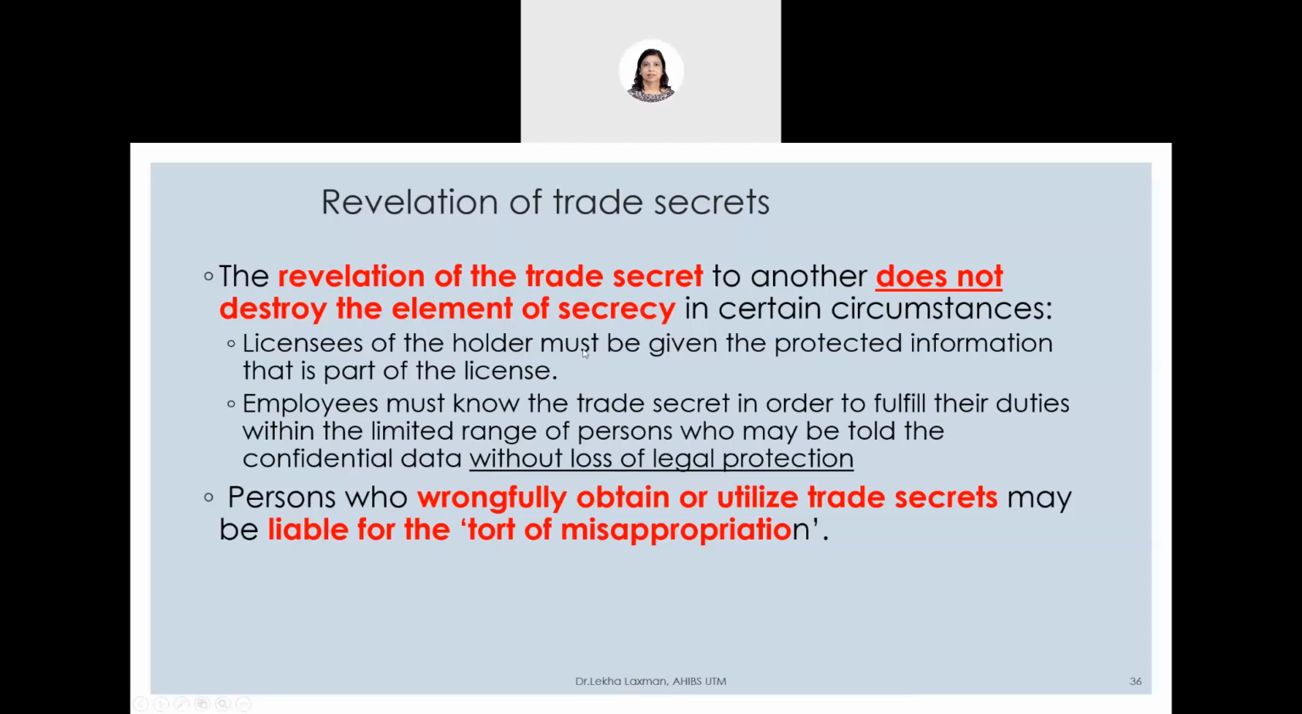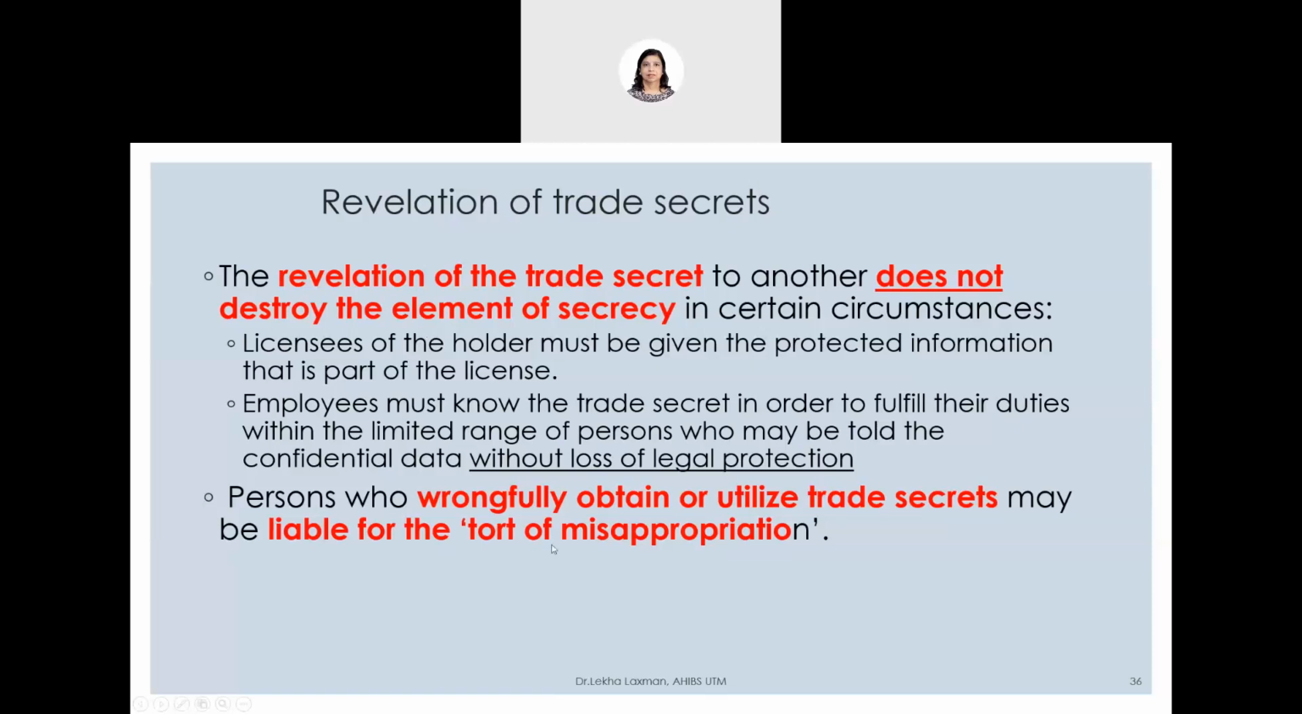Because if, say, for example, an employee takes that information and uses it himself, it doesn't mean that that information is no more a trade secret. Whoever steals that information or uses it without authorization, to the detriment of the owner of that information, can be sued for the tort of misappropriation. What's the meaning of misappropriation?